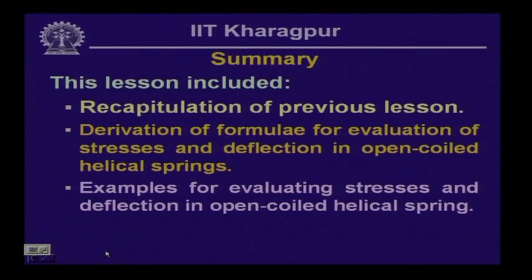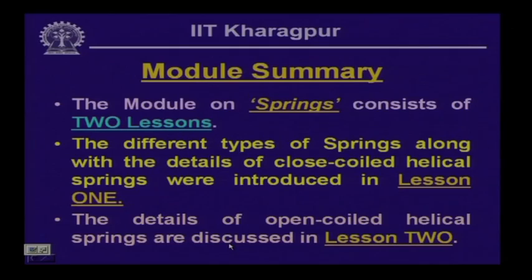Now, to summarize, in this particular lesson we have looked into some aspects of the previous lessons, and also we have derived the formulae for evaluating the stresses and deflection in open coil helical springs. Also, we have looked into the examples for evaluating stresses and deflection in open coil helical springs. Now, this particular lesson is the last lesson of this module, and as you have seen, in this module on springs we had two lessons. In the first lesson, we introduced the concept of the spring, we looked into the different types of springs, and we discussed several aspects of the stresses and deflection in closed coil springs.